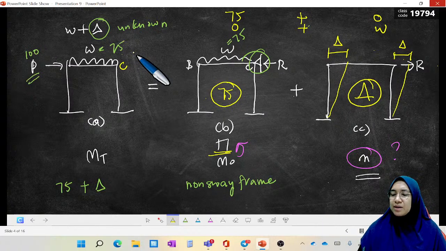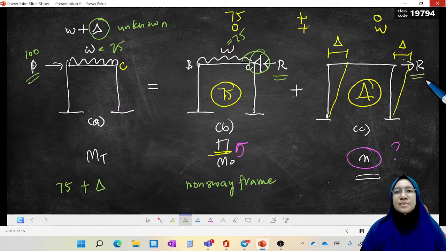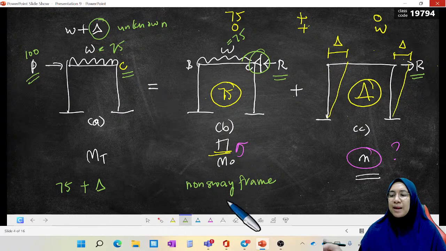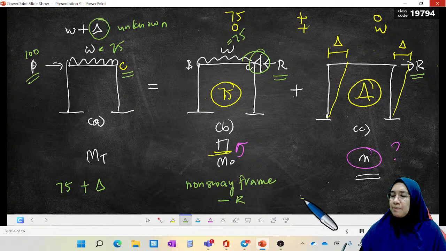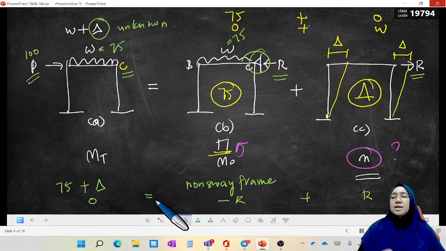We have negative R plus R, and this is equal to 0. Negative R plus R is equal to 0. Okay, this is all about the principle of superposition.